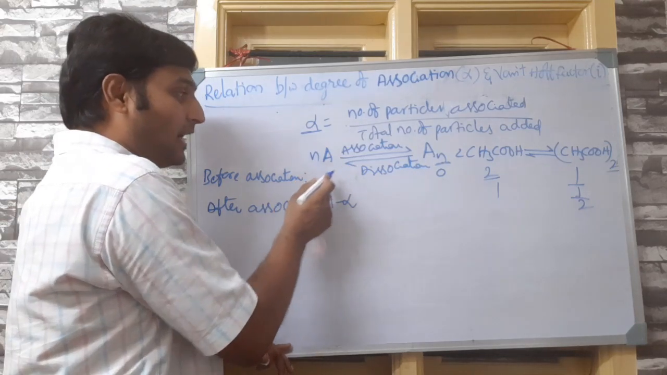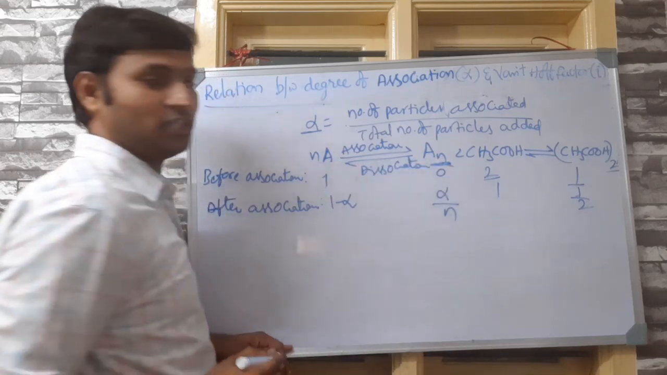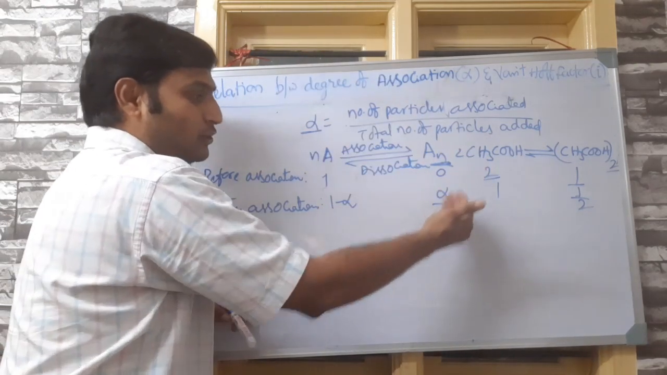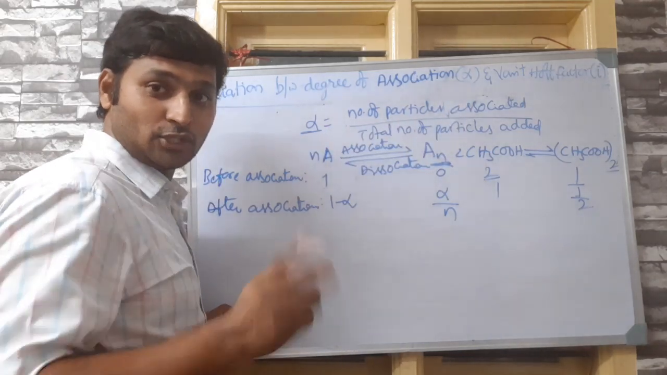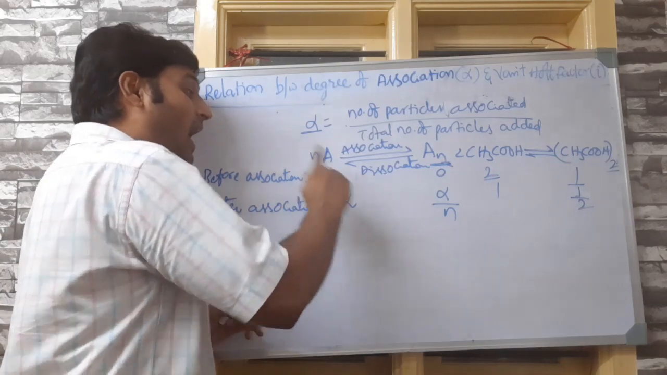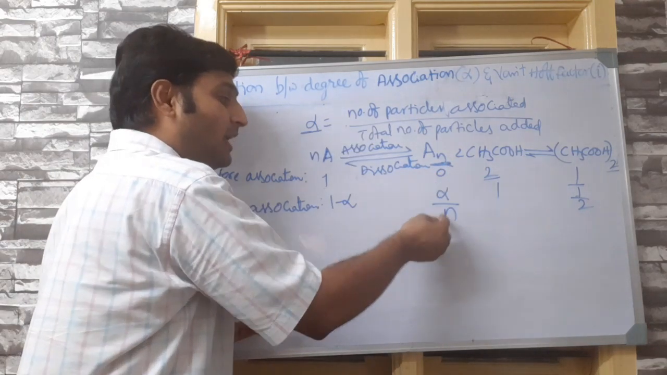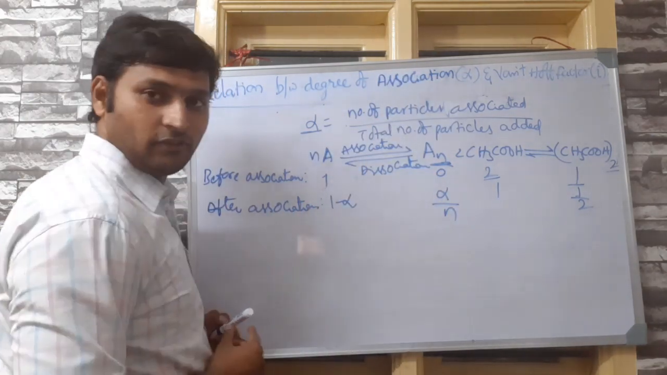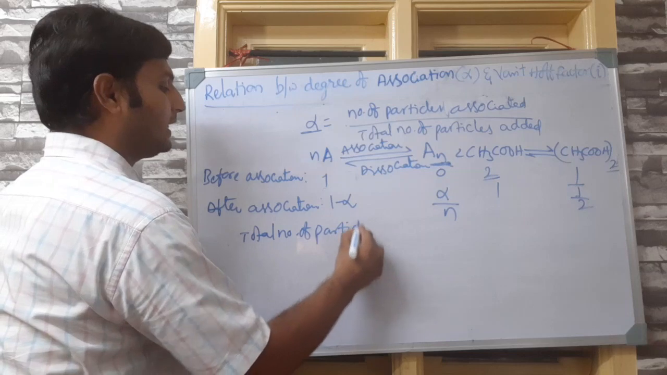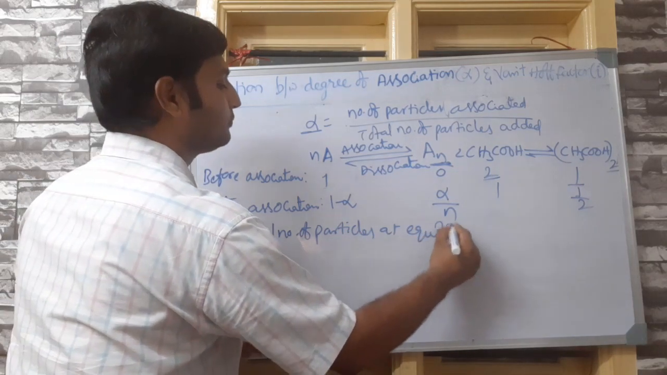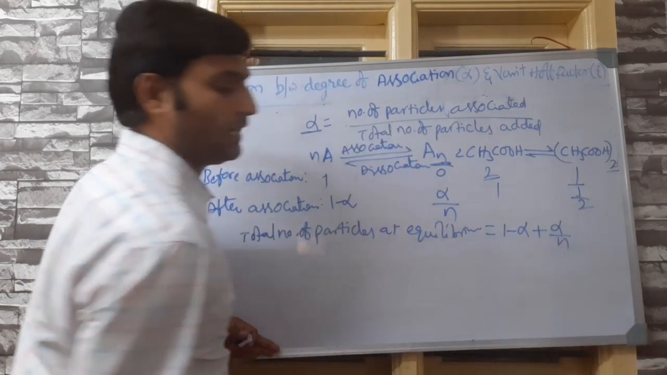That's why, alpha particles have been involved in association, so I will be left with alpha by n particles after association. So the products of association will be alpha by n if alpha particles from the reactants have been involved in association. From the reactant molecules, out of 1, alpha have been involved in association, so 1 minus alpha are left. And from the products alpha by n will be formed, so at equilibrium alpha by n will be left. So the total number of particles at equilibrium will be equal to 1 minus alpha plus alpha by n.